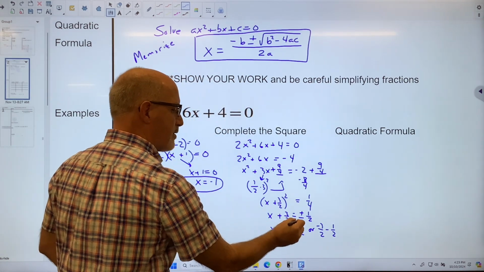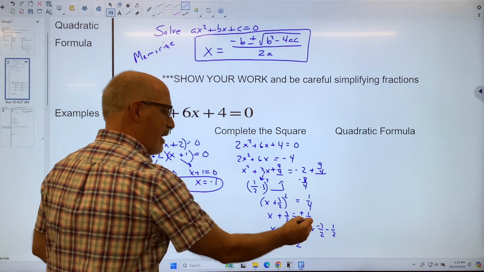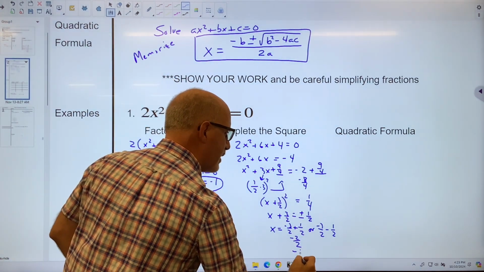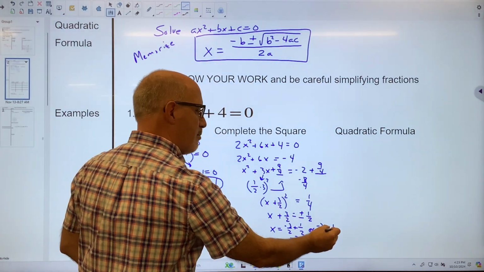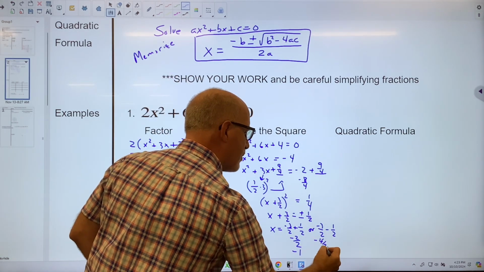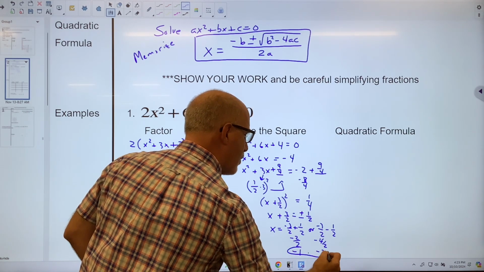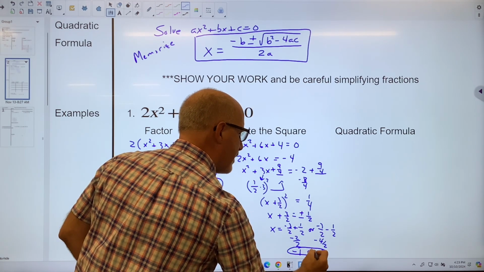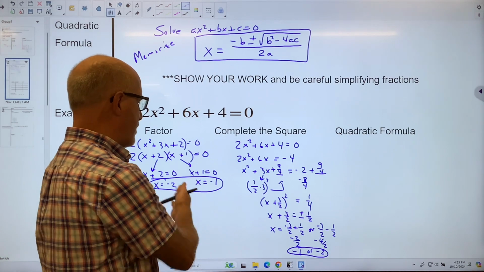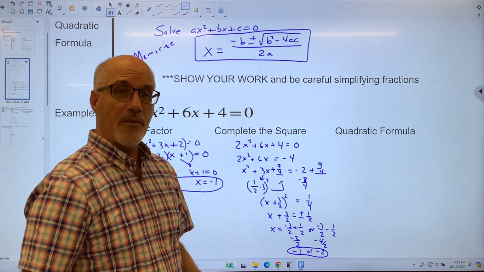Well, negative 3/2 plus 1/2 is going to be negative 2/2. That's going to be a negative 1. And then negative 3 minus 1 gives me negative 4/2, which would be negative 2. So I still get negative 1 or negative 2 for an answer, just like we did here. This involves fractions, so that can be a little bit clumsy.